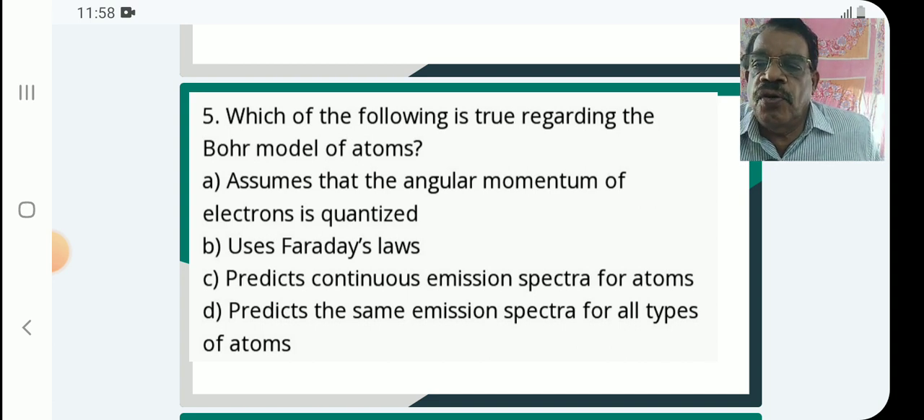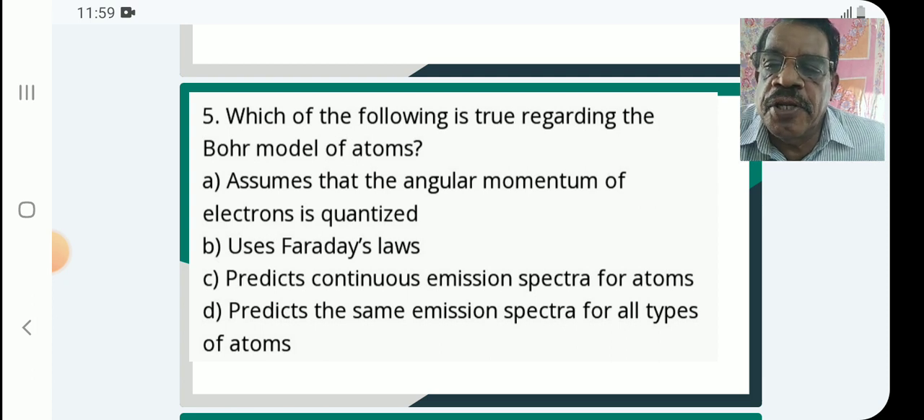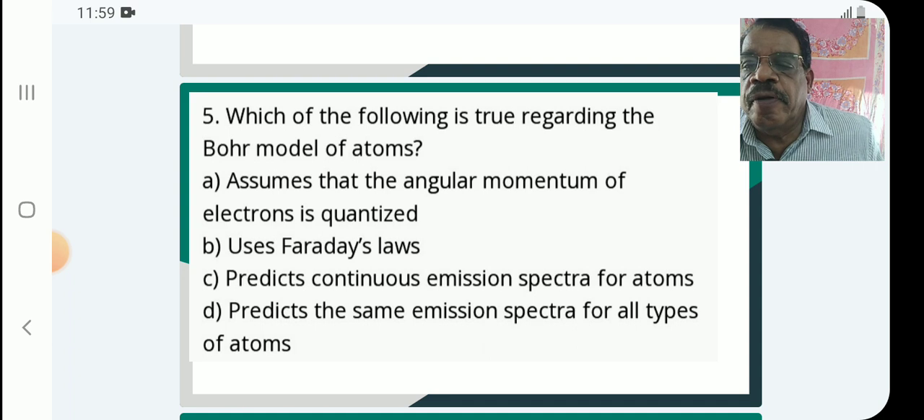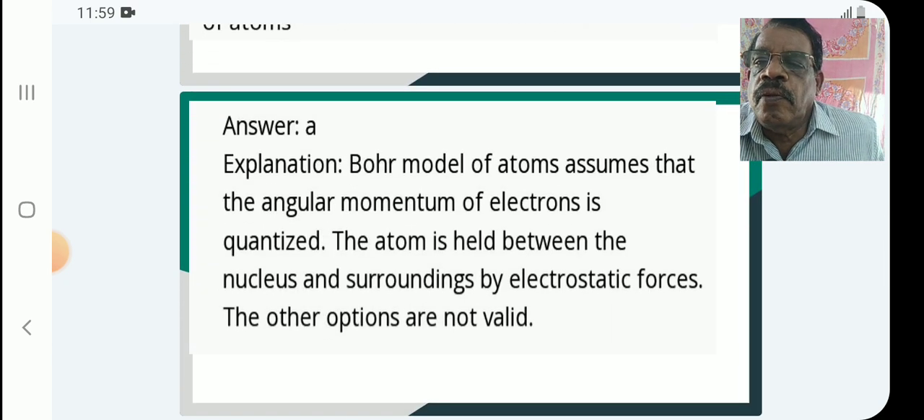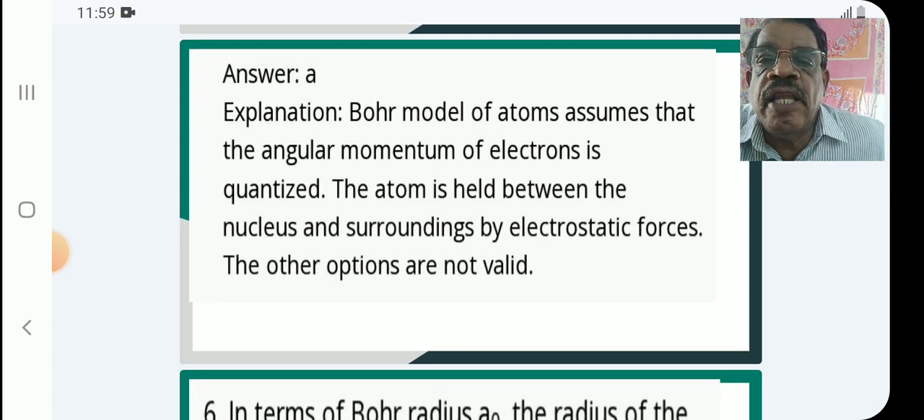In this, there is no connection with Faraday's law. There is an emission spectrum, but in hydrogen the spectrum is a line spectrum. So the best answer out of these 4 choices is A. An important concept of Bohr is that each orbit in the hydrogen atom is quantized. Answer A, Bohr model of atoms assumes that the angular momentum of electrons is quantized. The atom is held between the nucleus and surroundings by electrostatic forces. The other options are not valid.